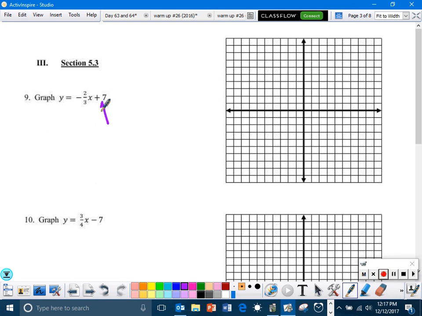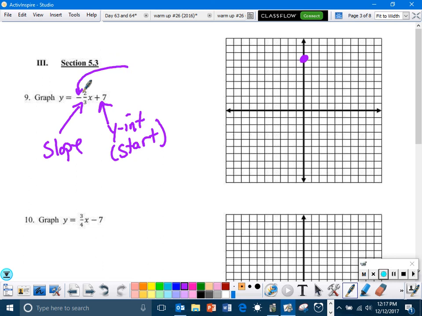Okay, remember this is our y-intercept. That is where we start. And then the slope tells us where to go. So we're going to start at 7 on the y-axis. 1, 2, 3, 4, 5, 6, 7. So start up 7. The slope has a negative in front, so that means down. So we're going to go down 2. And remember, we always go to the right.